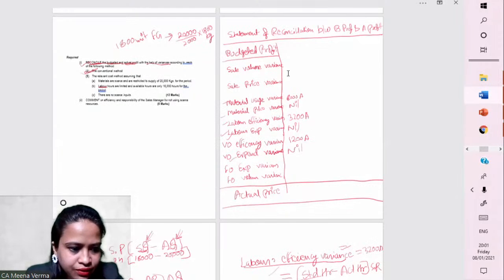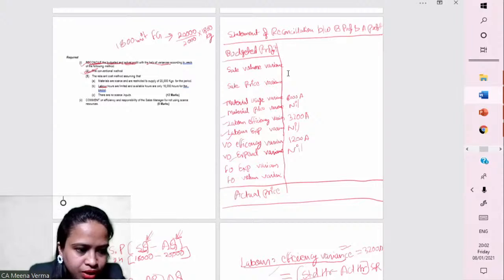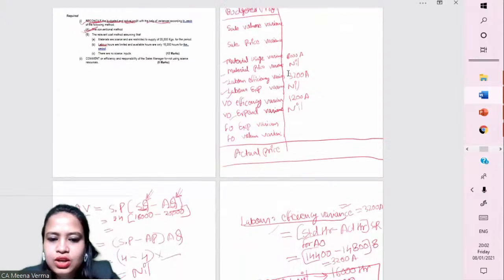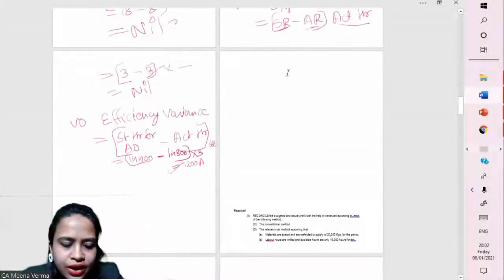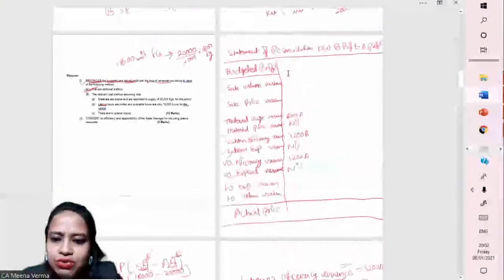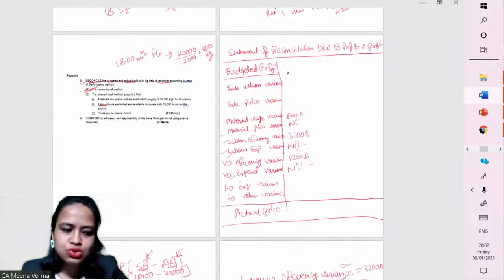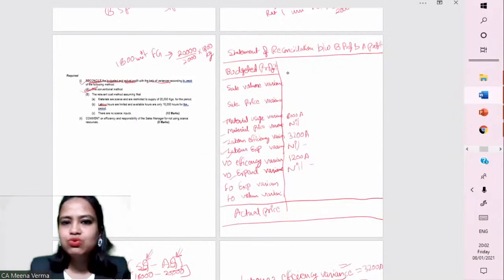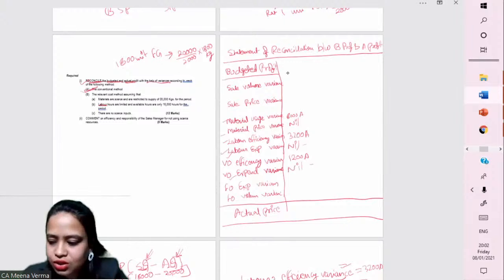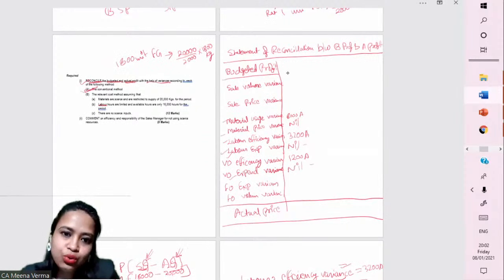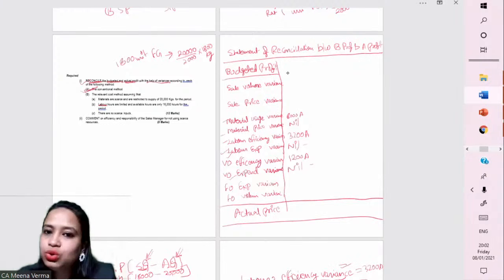Okay, variable overhead, direct labor. I hope it is clear to all of you. I hope you have all calculated this clearly. See, in the question, all this information is not given, so it is quite difficult to understand. Even if you have the solution, it is quite difficult to understand why they have not considered these values. In the solution, they have not given you anything about it.